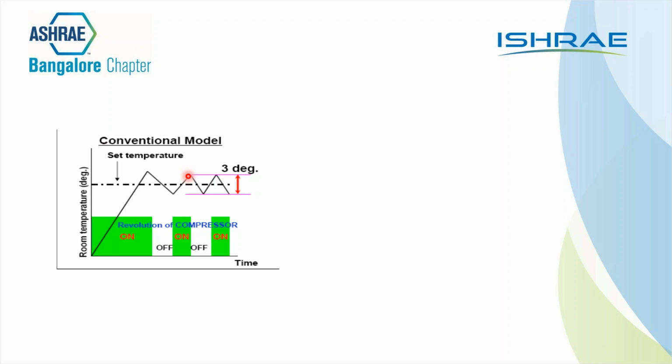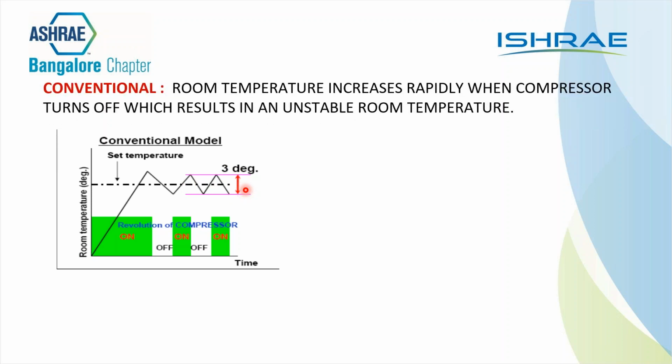So this delta T is generally about 3 degrees. When the temperature reaches, say, 27, if your set temperature is 24, the compressor starts running again. So this cycle keeps repeating on and off. This is what happens in a conventional system. The room temperature increases rapidly when the compressor turns off, which results in an unstable room temperature.